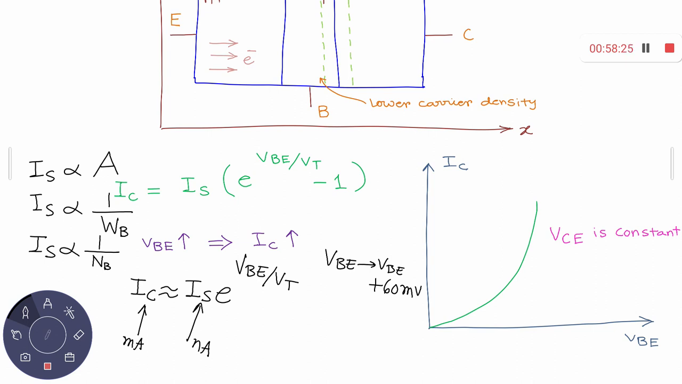Right. So suppose it is told in your question that when VB is equal to 700 millivolt, the collector current is equal to, say, 1 milliampere, and you have to calculate the collector current when the corresponding base emitter voltage is 760 millivolt. Roughly, it will increase by a factor of 10. One order change. 1 milliampere to 10 milliampere. If it is 10, then 10 to 100 milliampere. One order change. Okay?